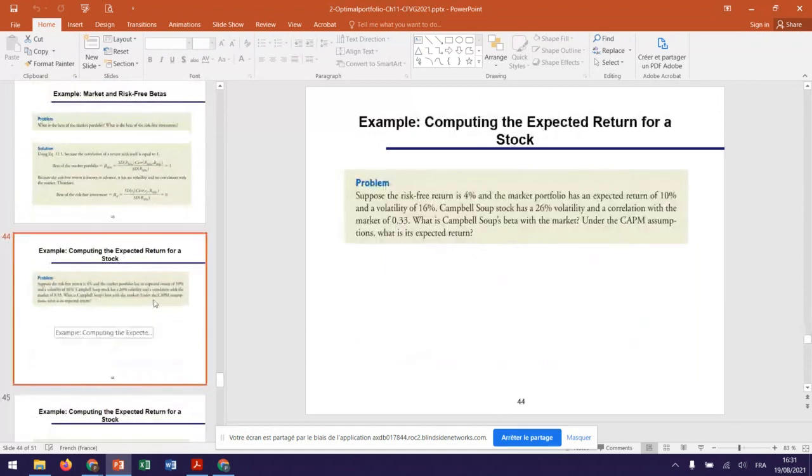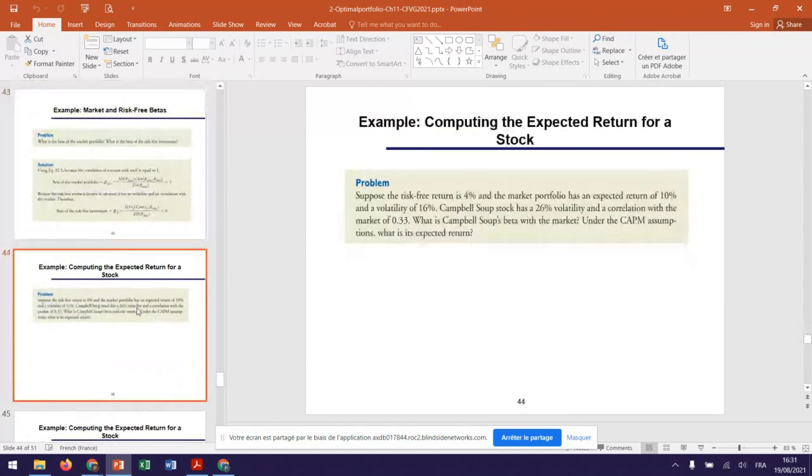Let's go to an example. Suppose the risk-free return is 4%. The market portfolio has an expected return of 10% and volatility of 16%. Campbell Soup stock has a 26% volatility and a correlation with the market of 0.33.